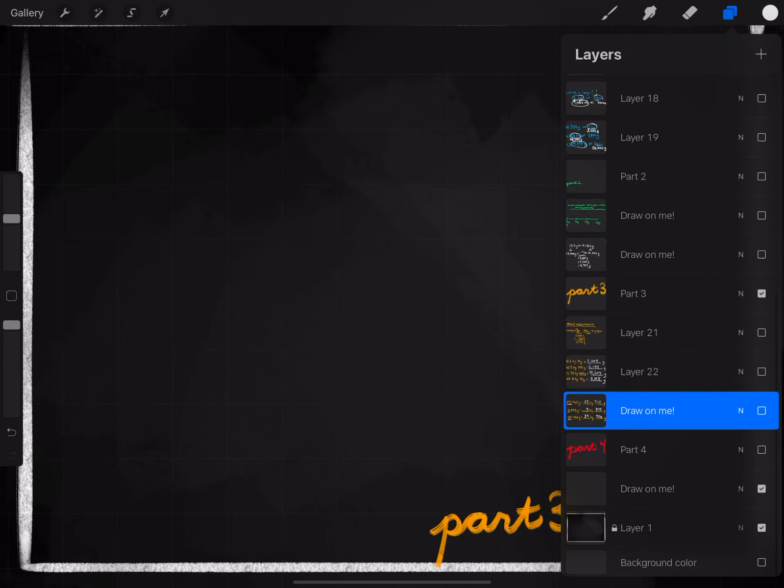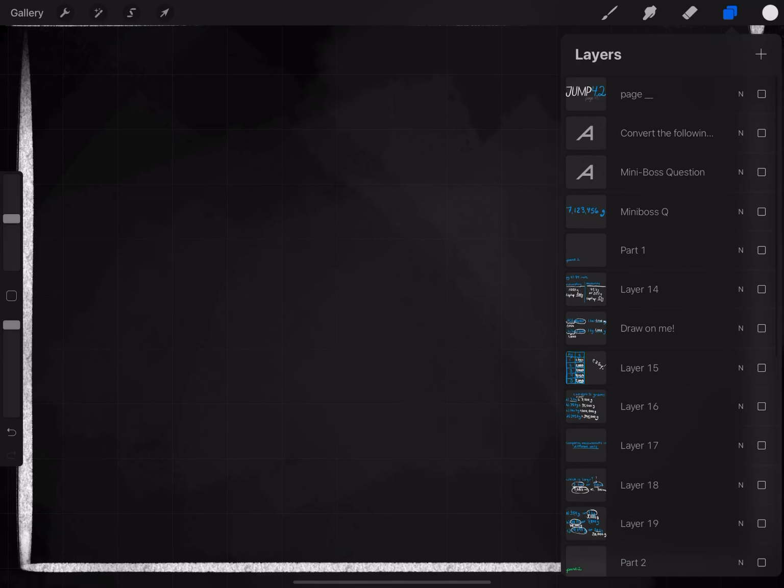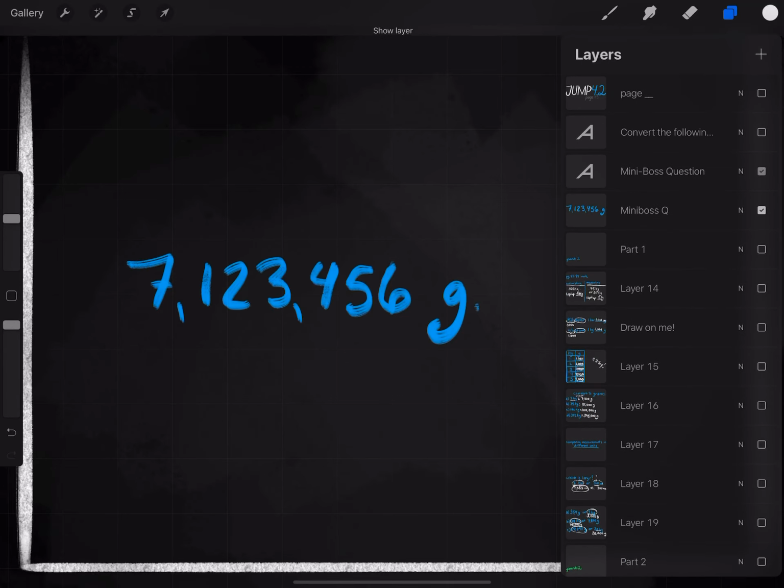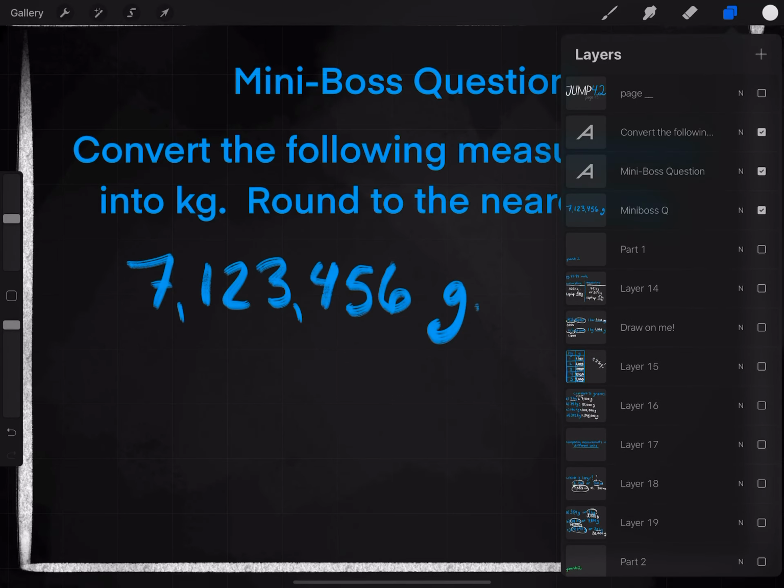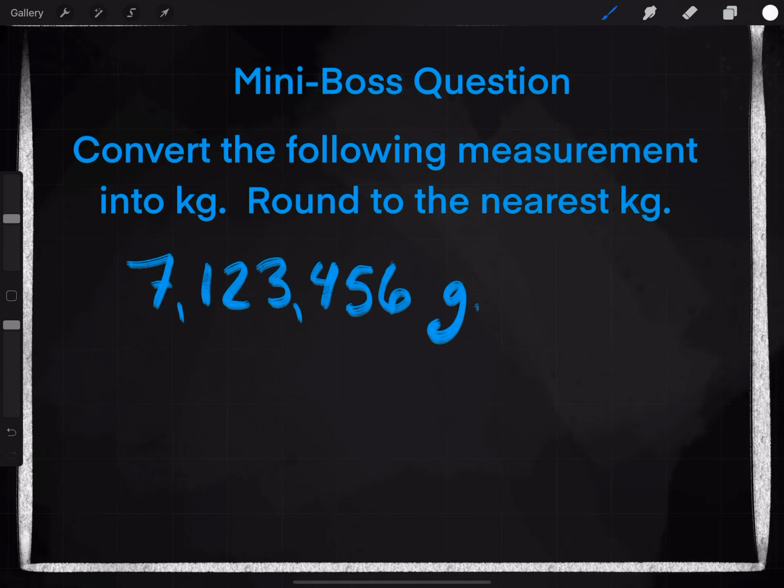All right, that is the last part. We can go back to the boss question if you haven't tried it yet. Give it a try and put your answer on the math document.